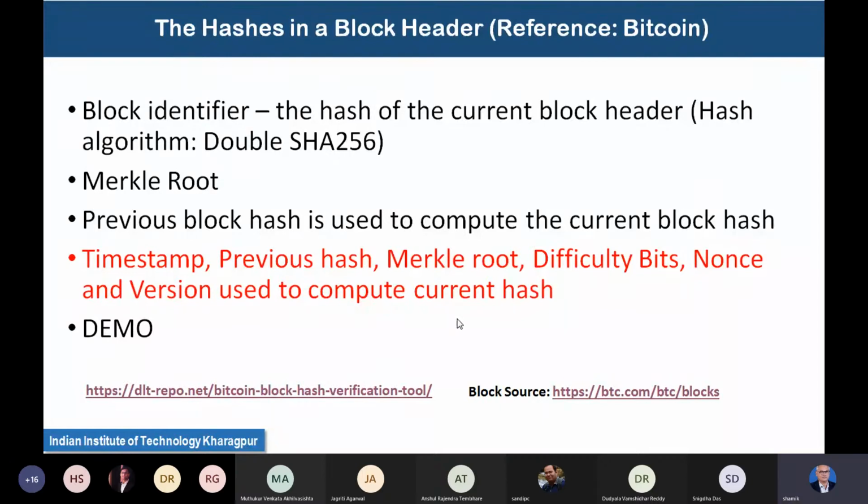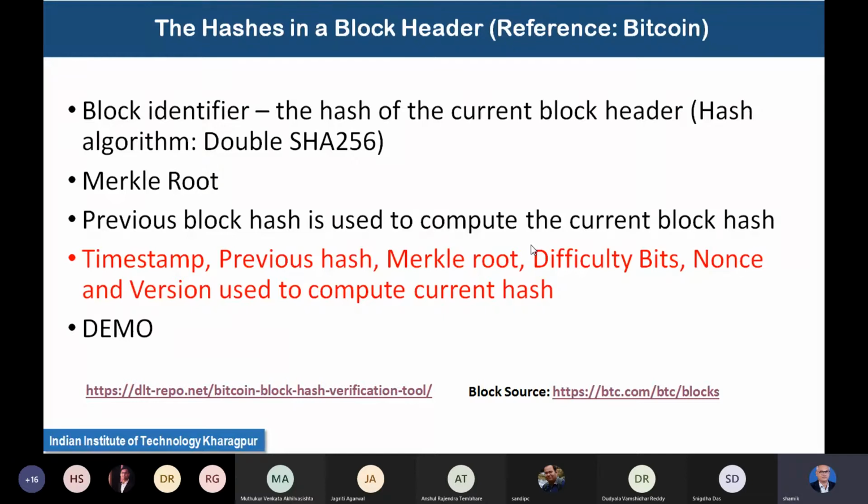Okay, now the block identifier, the hash of the current block header, and the hash that is done is what is called a double SHA-256. So SHA-256 is applied twice. Okay, whatever we get after the first application, on top of it again SHA-256 is applied. And there are a few other interesting concepts that are there. So I'll cover those points.